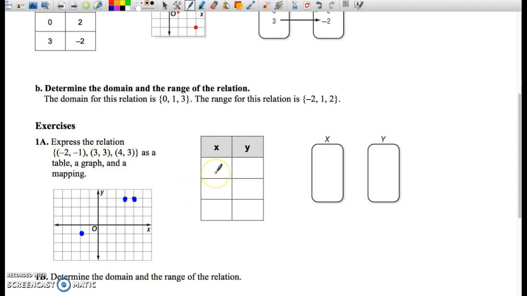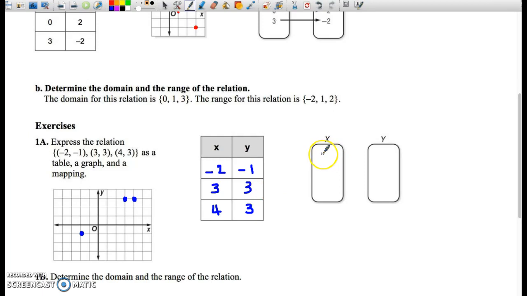The second thing I have to do is represent that same relation in a table. So I look at each ordered pair and split it into two columns. My first ordered pair was -2 and -1. My second ordered pair was 3 and 3. And my third ordered pair was 4 and 3. So simply split the ordered pairs into two columns. And then last but not least, the mapping.